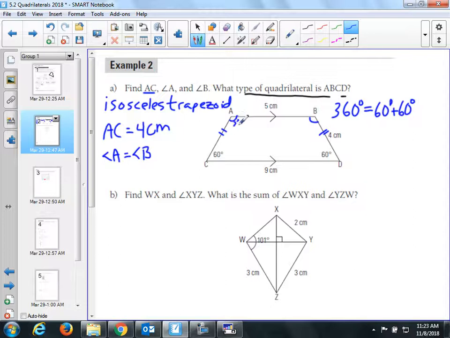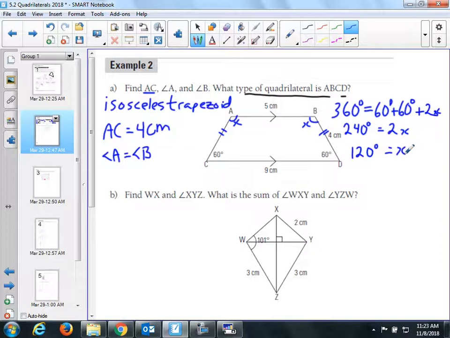Let's call each of these little angles X, just because they're A and B. We've got two groups of X, so 2X. Now if I add on the right hand side the 60 and 60, we get 120. I subtract it from the left side. So 360, subtracting the 120, we've got 240. That's equal to 2X. I divide both sides by 2 and I get 120 equals what I call X on the diagram.